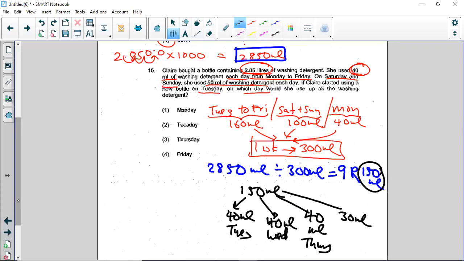So what day will use up all these 30 ml? That will be Friday. Okay, it's Friday. So on Friday, the whole bottle will be used up. So your answer is what? Number 4. Okay, number 4.